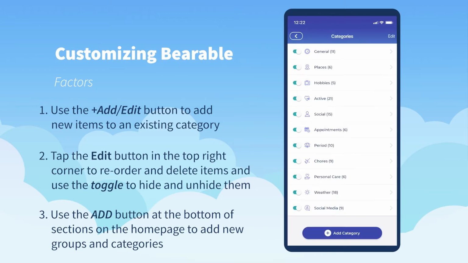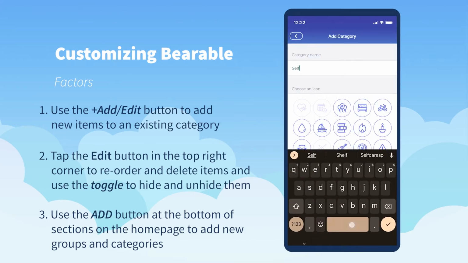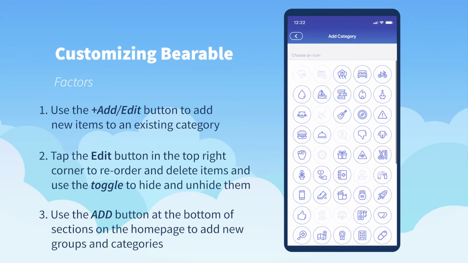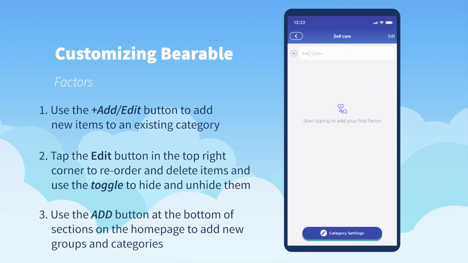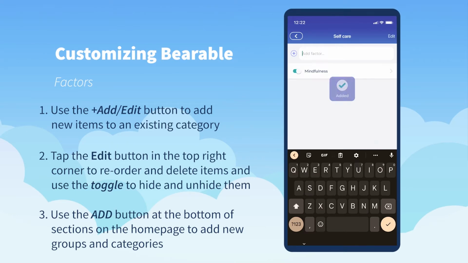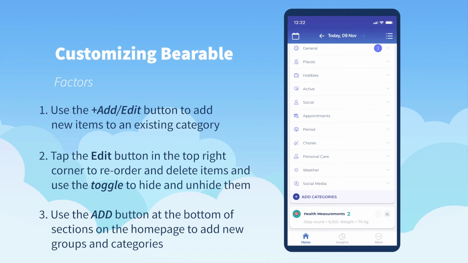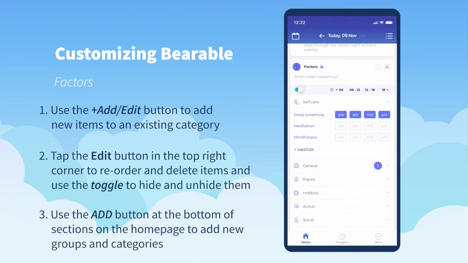And then scrolling to the bottom of this section, you can use that add button and then the add category button to add your own custom factor category. We'll use self-care as the example here. You add an image for that category. Then you click into it at the top of the screen and add all of your self-care factors. So here we're using mindfulness, meditation, and deep breathing. And they'll appear at the top of your factors in a new section.